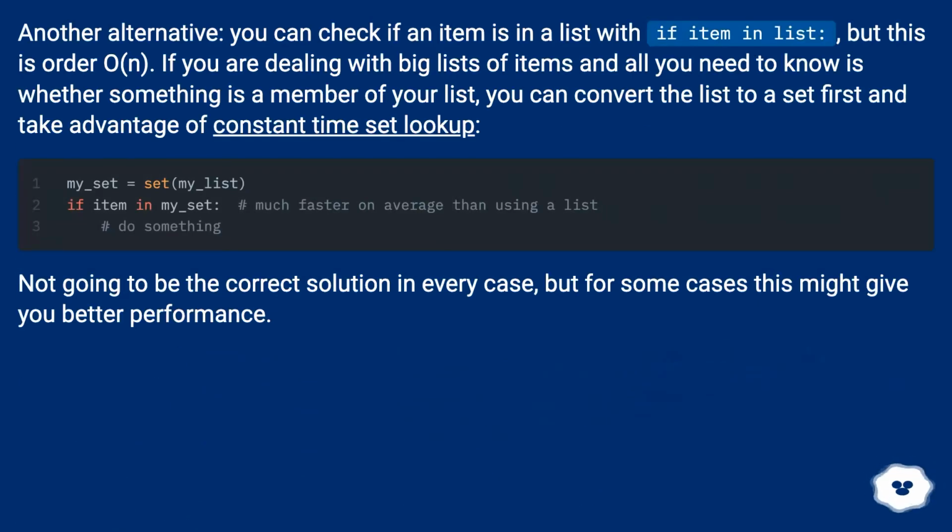Another alternative, you can check if an item is in a list with "if item in list:", but this is O(n). If you are dealing with big lists of items and all you need to know is whether something is a member of your list, you can convert the list to a set first and take advantage of constant time set lookup. Not going to be the correct solution in every case, but for some cases this might give you better performance.